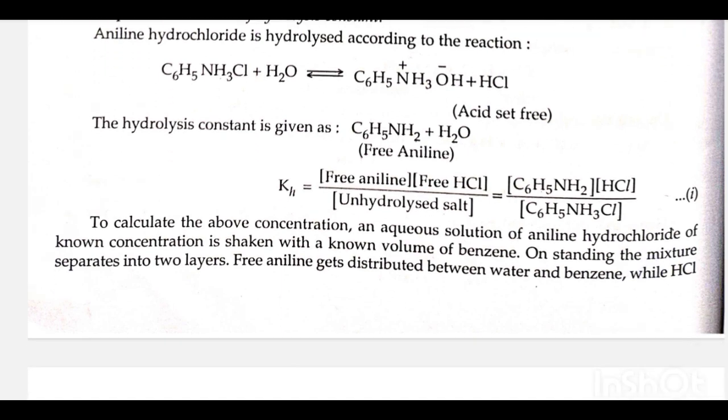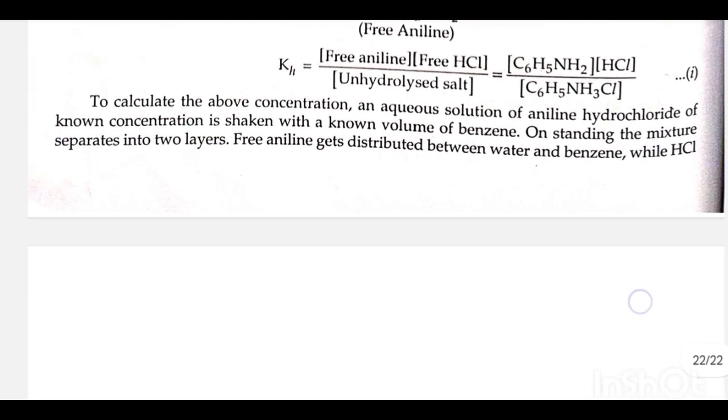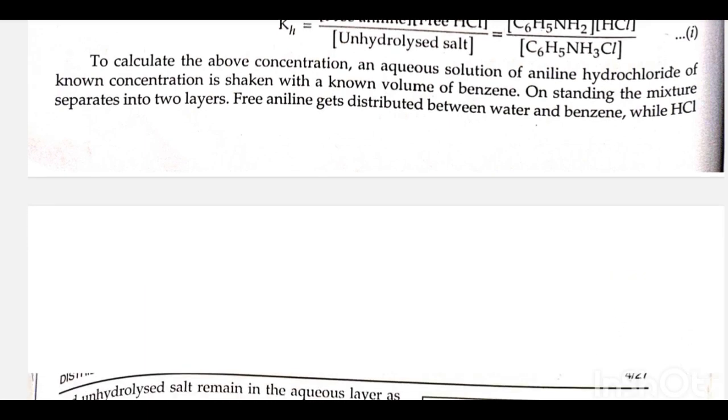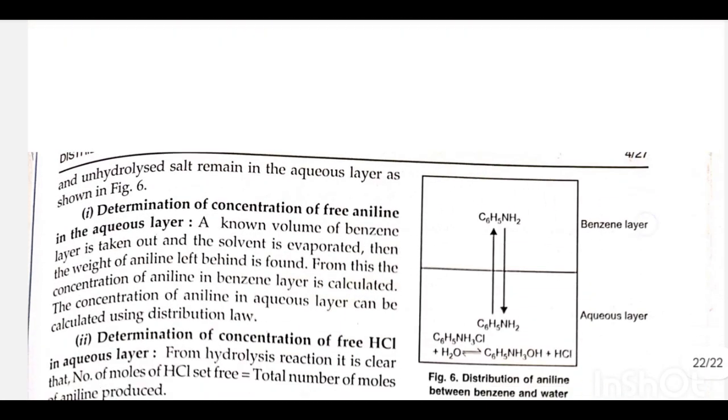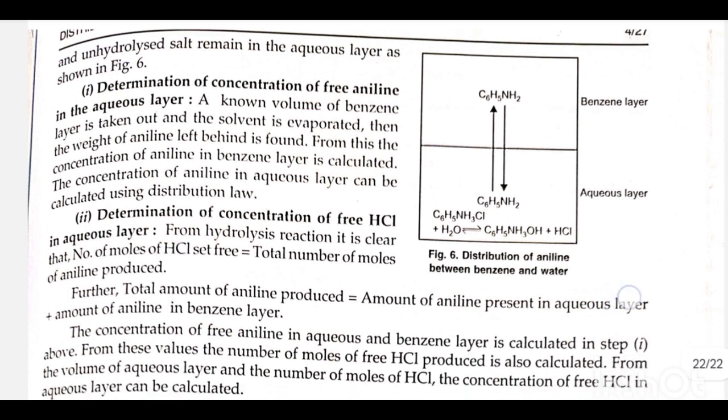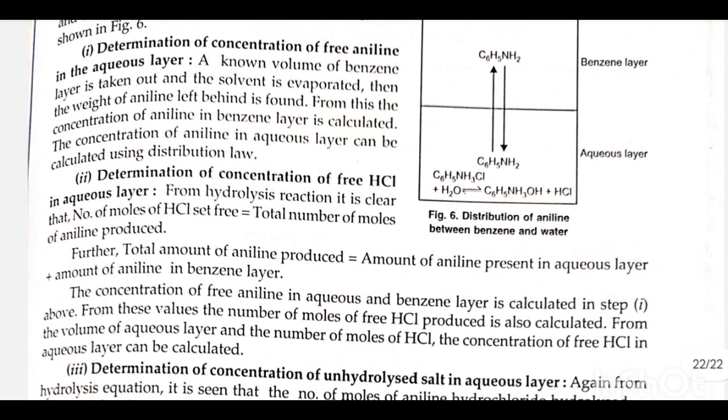To calculate the above concentrations, an aqueous solution of aniline hydrochloride of known concentration is taken with a known volume of benzene. On standing, the mixture separates into two layers. Free aniline gets distributed between water and benzene, while HCl and unhydrolyzed salt remain in the aqueous layer. Number 1. Determining the concentration of free aniline in the aqueous layer. A known volume of benzene layer is taken out. The solvent is evaporated, then the weight of aniline left behind is found. From this, the concentration of aniline in the benzene layer is calculated. The concentration of aniline in the aqueous layer can be calculated using the distribution law.